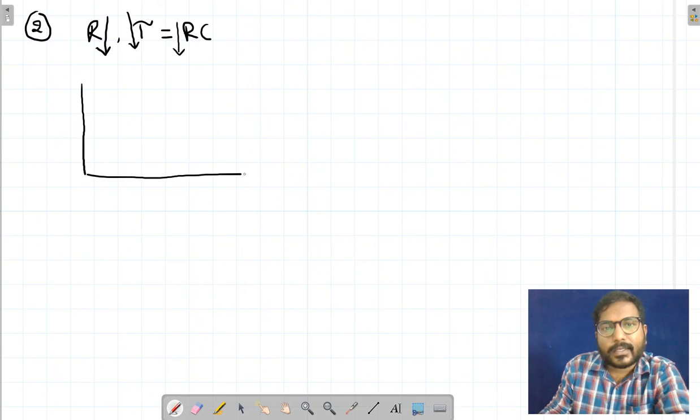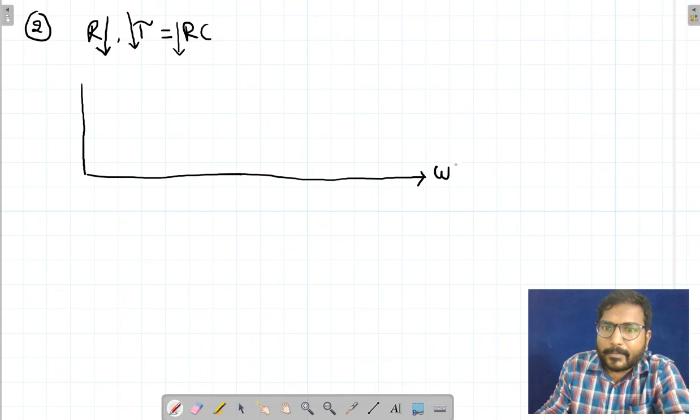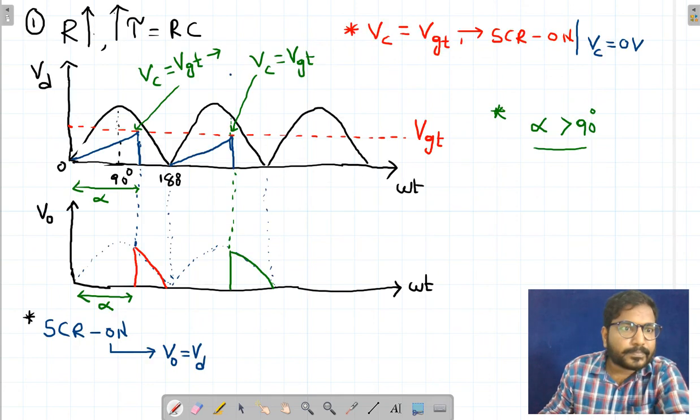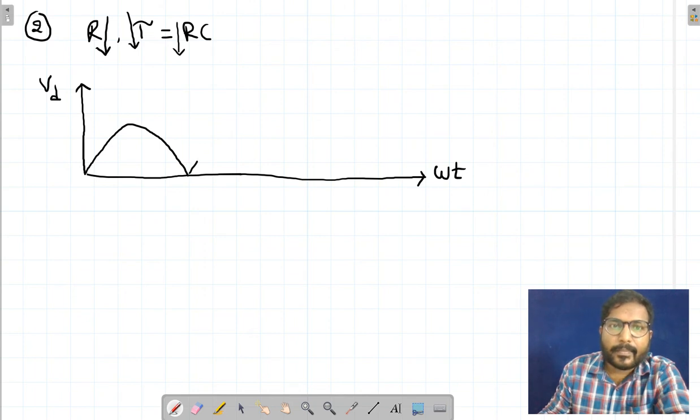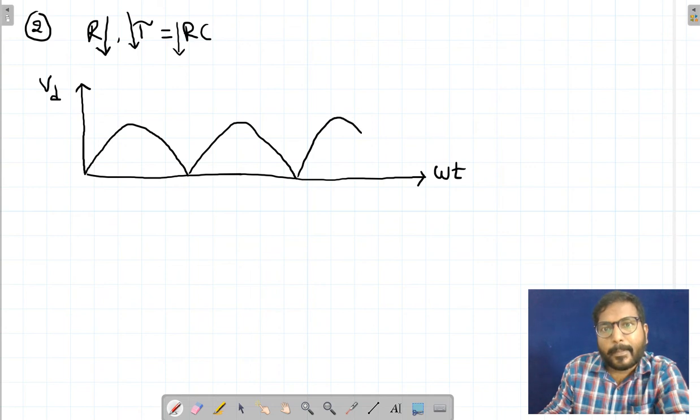Right, this is now omega t. This is VD, and VD is the output of the same discussion like in the first case. VD is the output of the bridge rectifier. Here I am considering 3 pulses. The same procedure repeats here, and it is 90 degree.